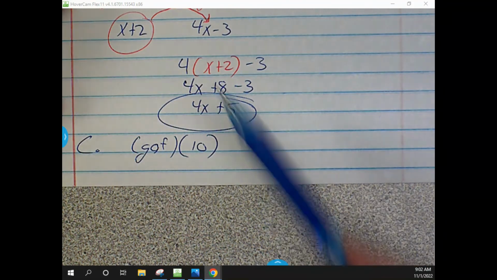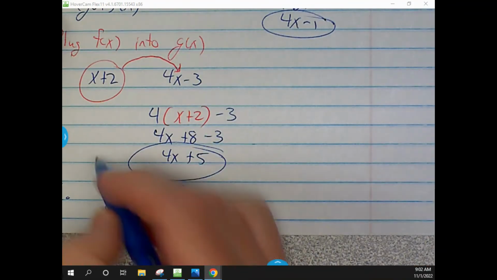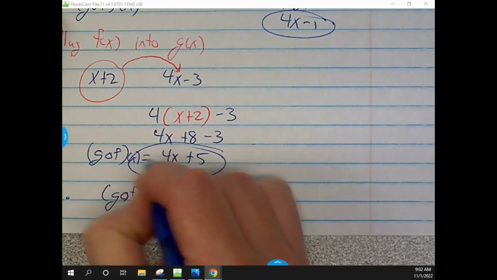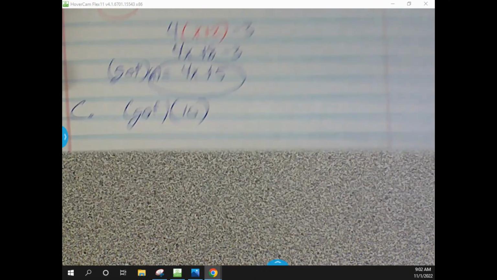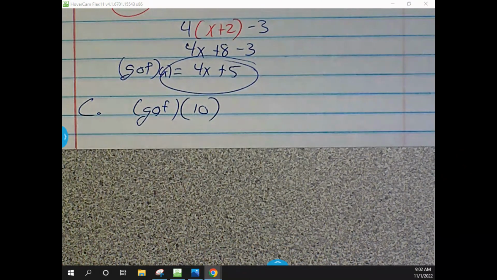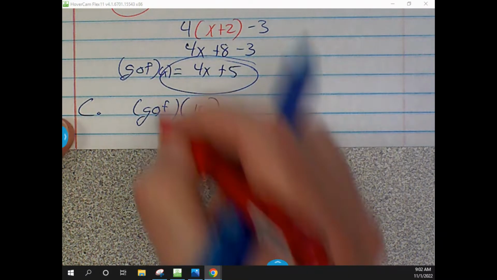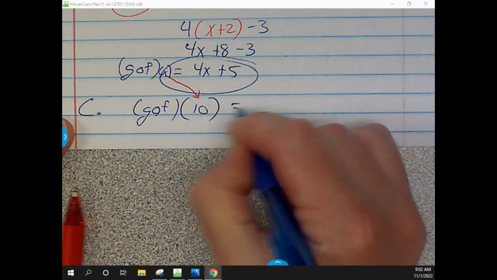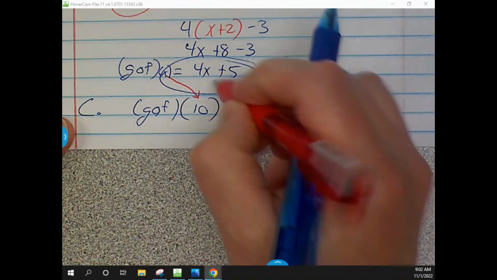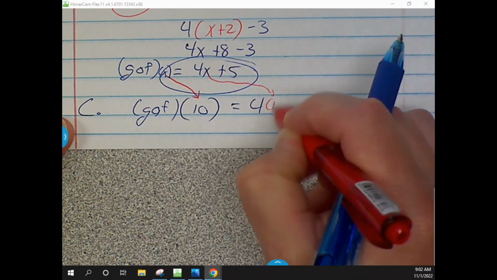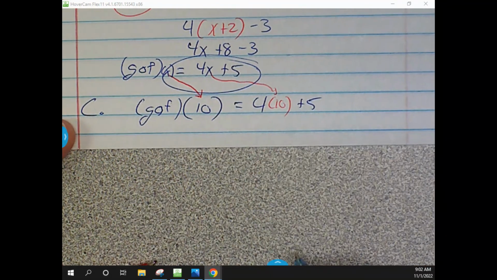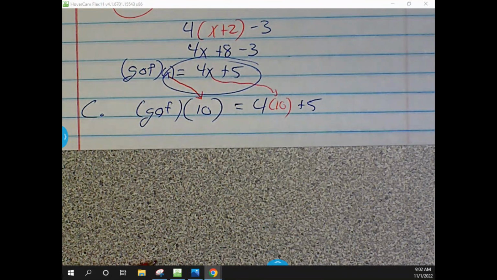Well, yeah. So what we're going to do is, if g of f of x was 4x plus 5, basically now we're doing like we did before. Instead of having x, you have 10. So everywhere you have an x over here, you're going to take out the x and you're going to plug in a 10. So basically that's just a fancy way to evaluate the function when x equals 10.